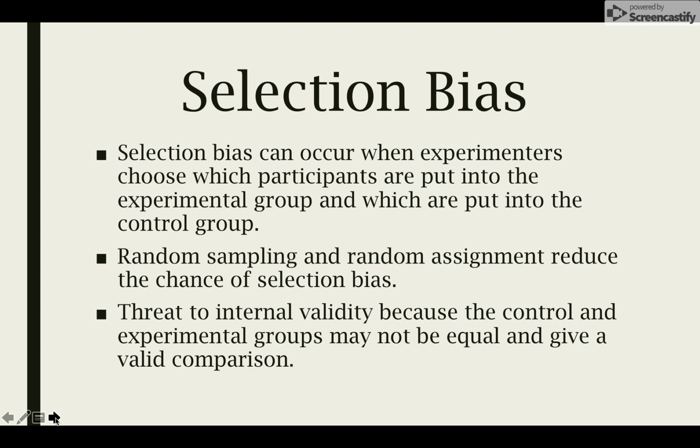So the threat to internal validity covered here is going to be selection bias. Selection bias can occur when experimenters choose participants, which are put into each group, the experimental and the control group. The best ways to reduce the chance of selection bias are random sampling and random assignment, because it takes any bias or any potential confounding variables out of the situation. It's a threat to internal validity because the control and experimental groups may not be equal and therefore cannot give a valid comparison to each other.